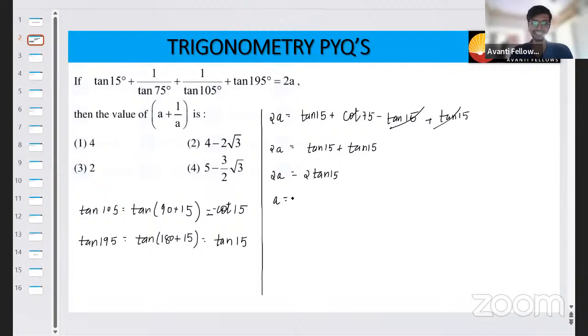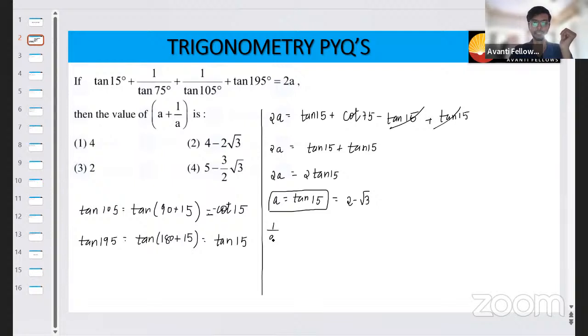That means a is tan 15. A is tan 15, right? So we got the value of A. I hope you know what is the value of tan 15. What is the value of tan 15? Tan of 45 minus 30, right? So 2 minus root 3 is its value, right?